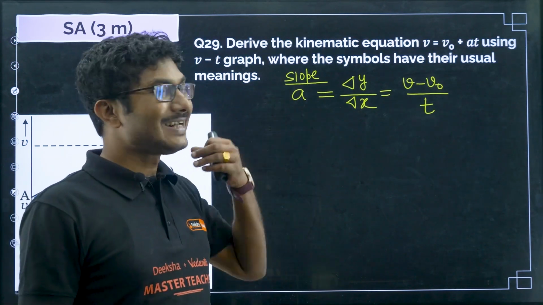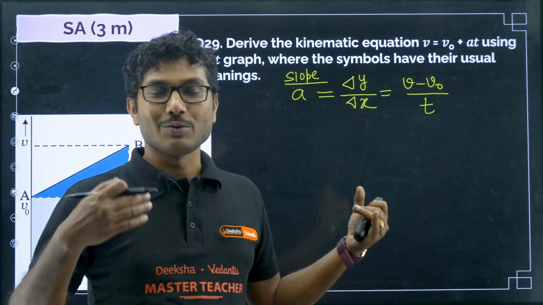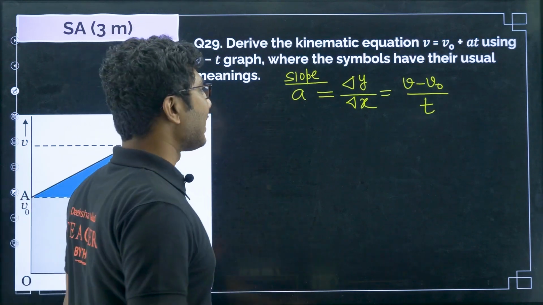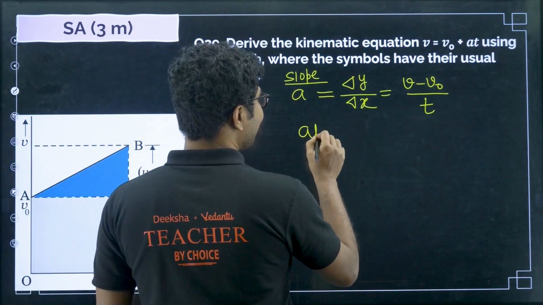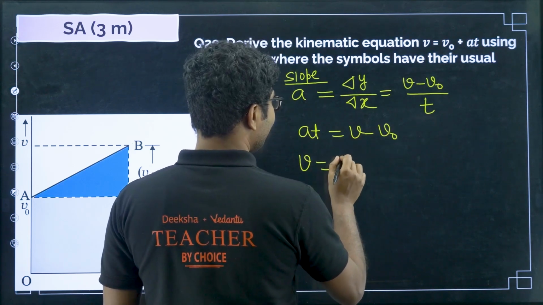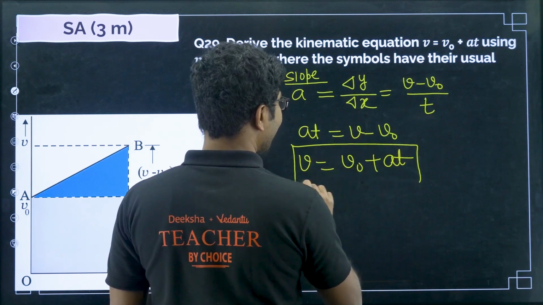This is the definition of acceleration. We can say that acceleration is basically the slope of the VT graph. So, from there we can calculate that a t is equal to v minus v naught, or v equals v naught plus a t. As simple as that. If you write it, you get full marks.